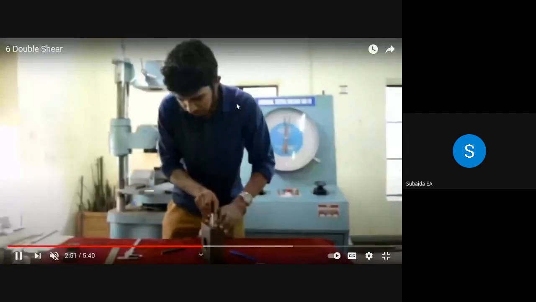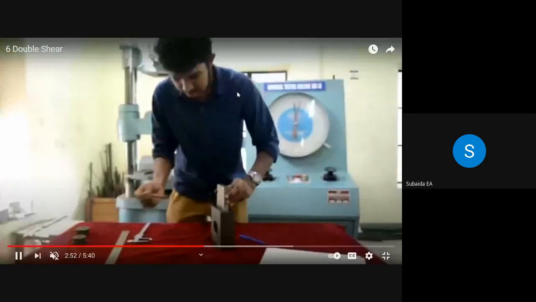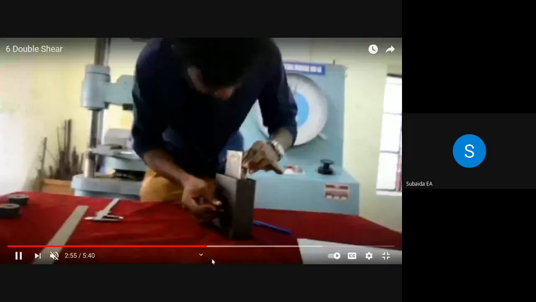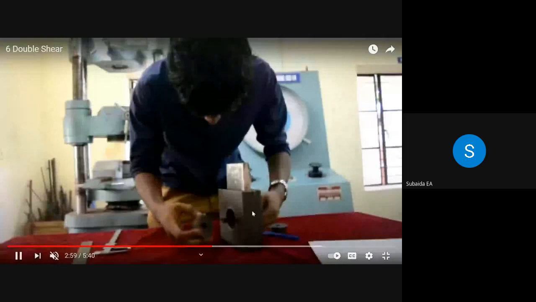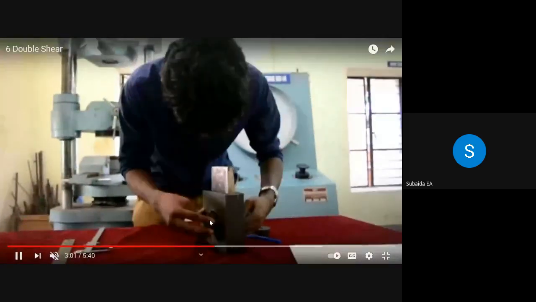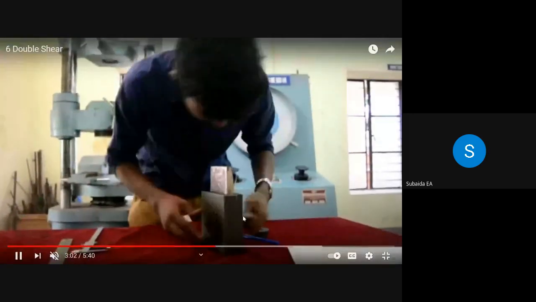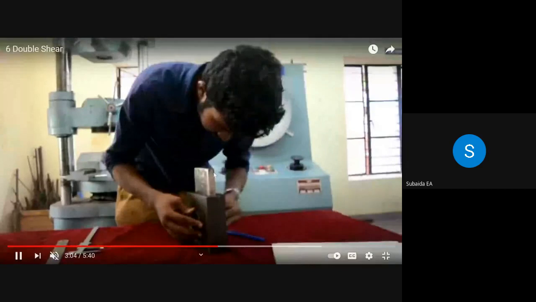The range setting for this machine is different. This is called the shear shackle. See here how the specimen is kept. The specimen is first of all kept inside. Then on the two edges we are keeping two rings. This is the portion where the load is applied. So this arrangement is called the shear shackle.